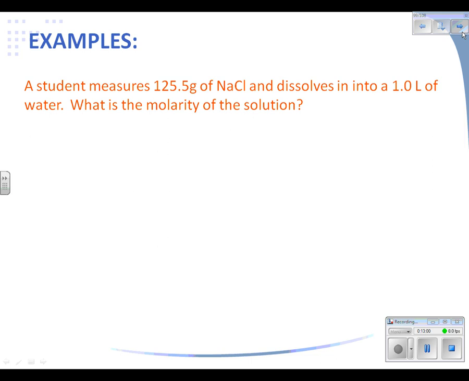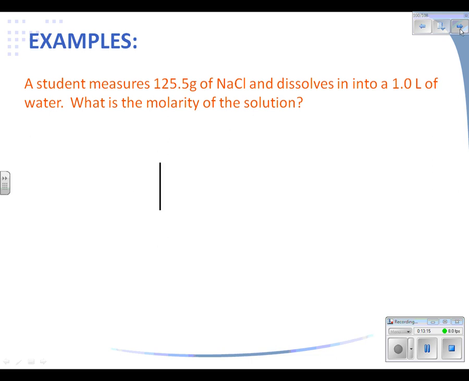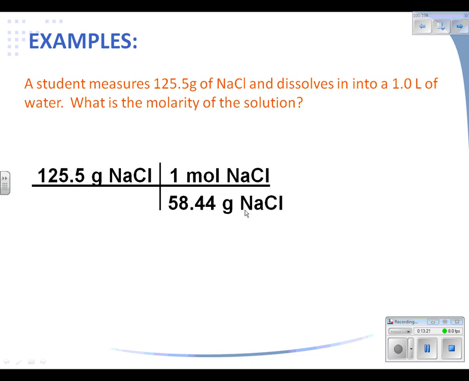The next example: a student measures 125.5 grams of NaCl and dissolves it into 1 liter of water. What is the molarity? Our molarity formula is number of moles divided by number of liters. So the first thing we have to do is convert from grams to moles. We look up the mass of sodium, which is 22.99, and the mass of chlorine, which is 35.45, I believe, and we add them together. That gives us 58.44 grams.